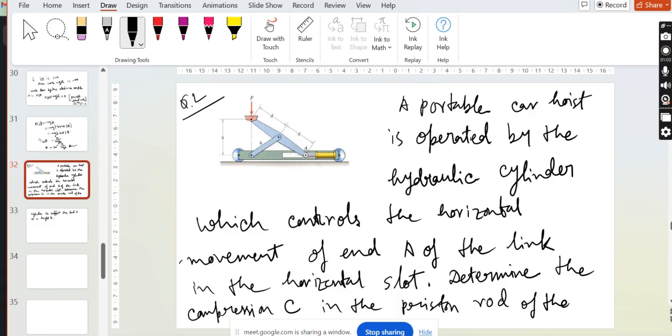So the question is the portable car hoist. This is the portable car hoist that is operated by a hydraulic cylinder. This hydraulic cylinder controls the horizontal movement of end A, and so we need to determine the compression C in the piston rod of the cylinder to support the load. Here the load P is at height H. That's our question.